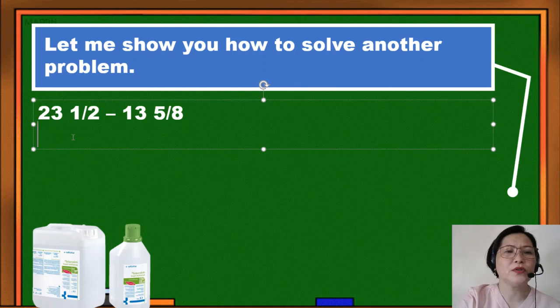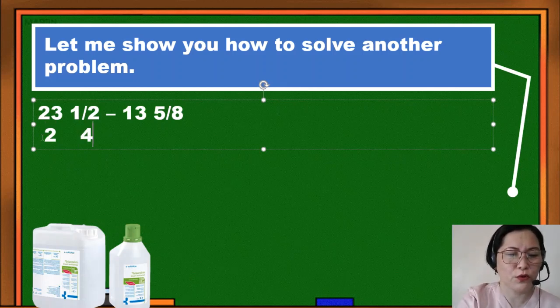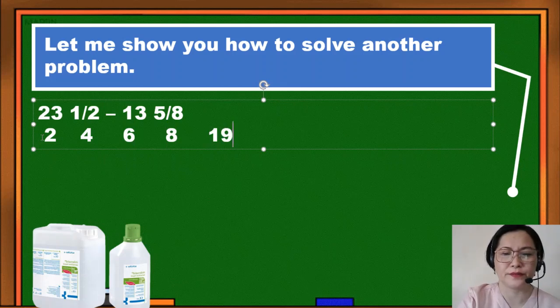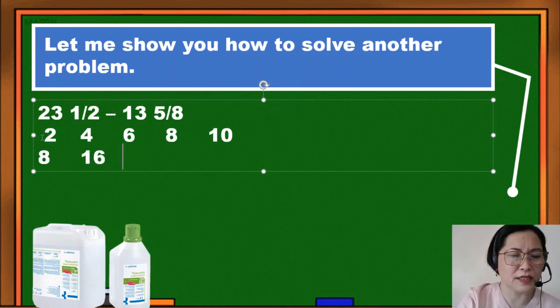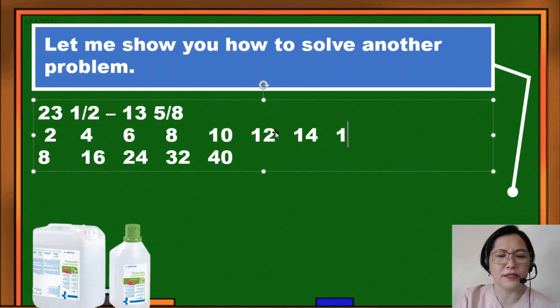So what we are going to do is to again get the LCD of 2 and 8 by doing the multiples. 2, 4, 6, 8, 10. Then, for 8, 8, 16, 24, 32, 40. So, do we now have a common denominator? Not yet. So, let's continue. 10 plus 2 is 12. Then, 14. Then, 16, 18, 20.